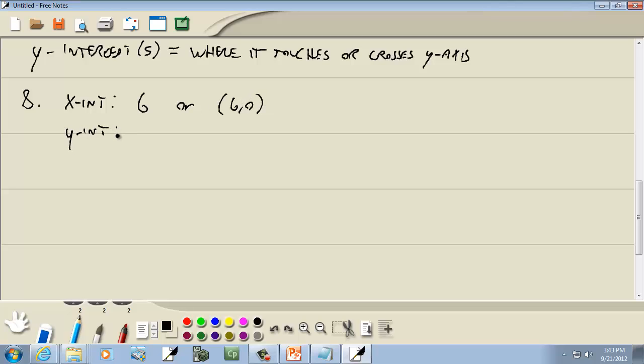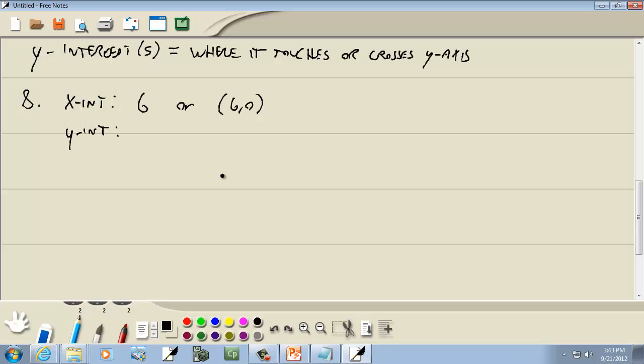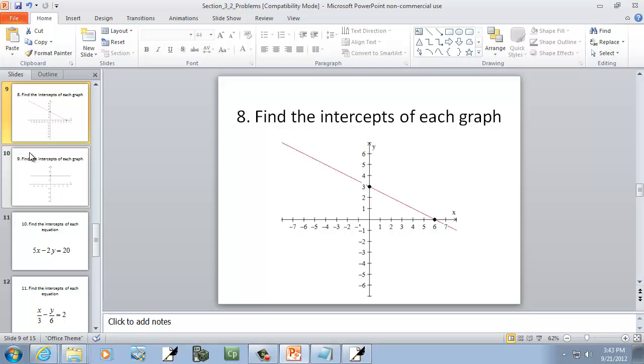Now you'll find here at first in elementary algebra they'll definitely write it in point form. But then as you go on a little bit into intermediate algebra and college algebra, they'll switch over to just writing 6. Now our y-intercept is where it touches or crosses the y-axis, which is 3. So we'll write 3, or to put it in point form would be (0, 3). And those would be our answers.